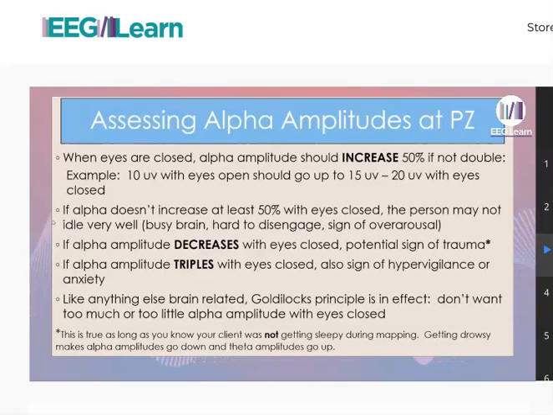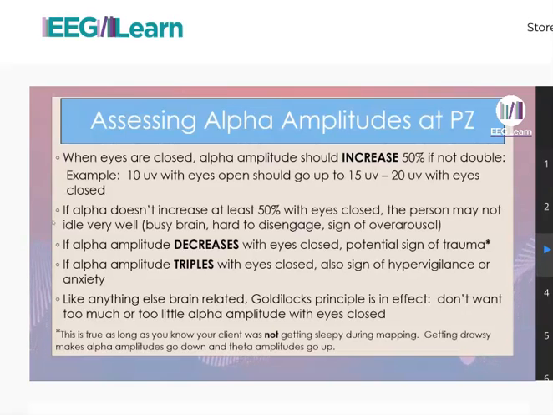When your eyes are closed, the alpha amplitude should increase 50%, if not double. There's the numerical example there. And if the alpha doesn't increase at least 50% with eyes closed, that can be a sign of overarousal. Here's a little clue too. If the alpha amplitude decreases with eyes closed, that's a potential sign of trauma.